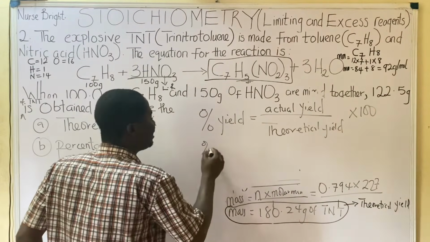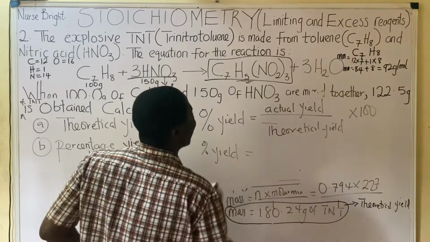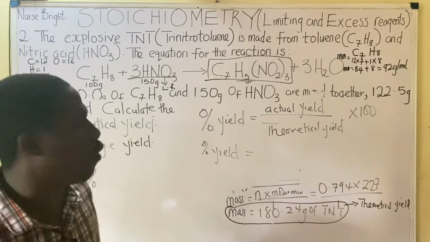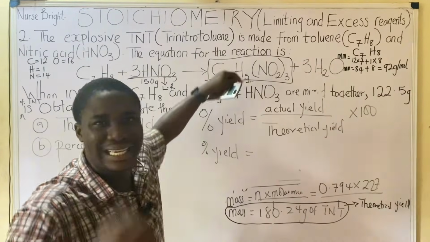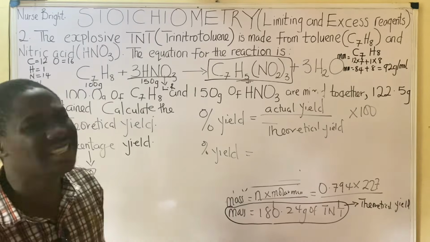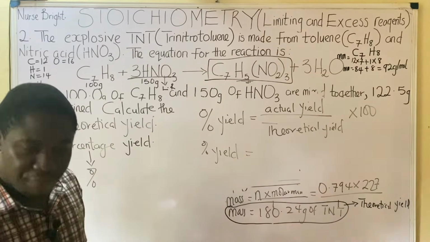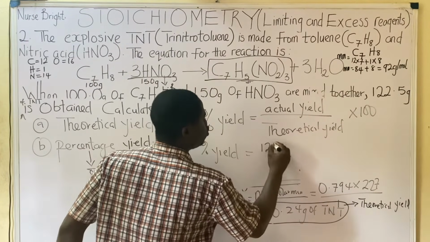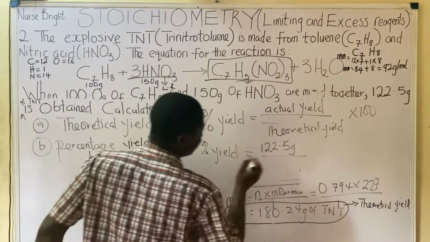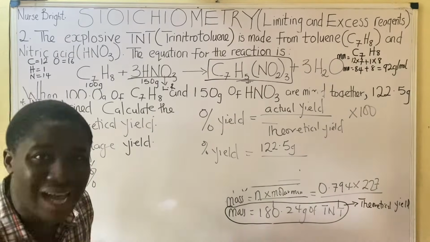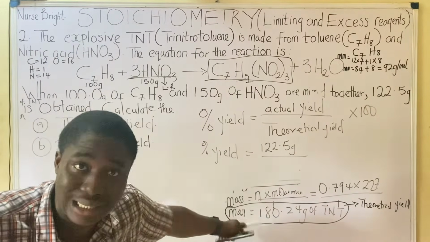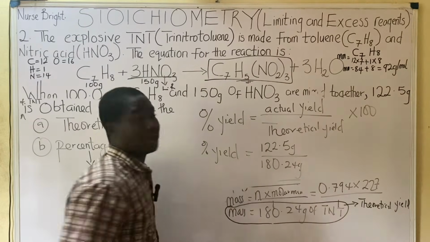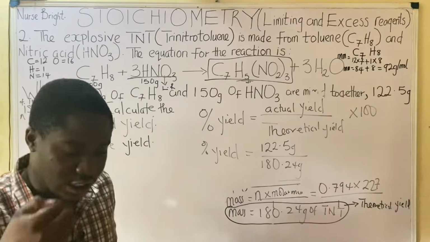100. So percentage yield will now be equal to what's my actual yield, everybody? Actual yield is the mass of that compound given in the question, and they gave us 122.5. It's simple to get. You will see it very clear. So it's 122.5 grams divided by theoretical yield, the mass of that same substance you calculated for, which is 180.24 grams. So know that you are working on the right track.